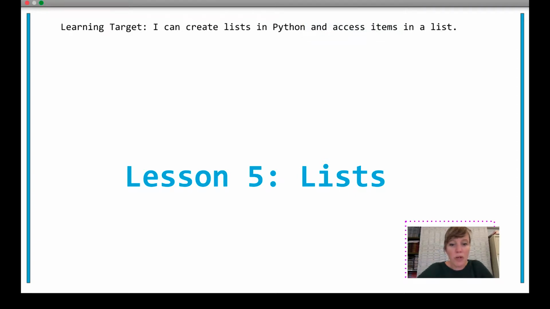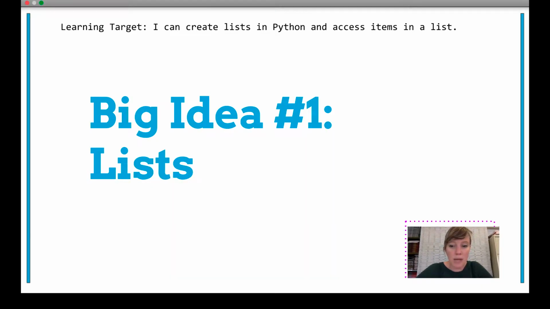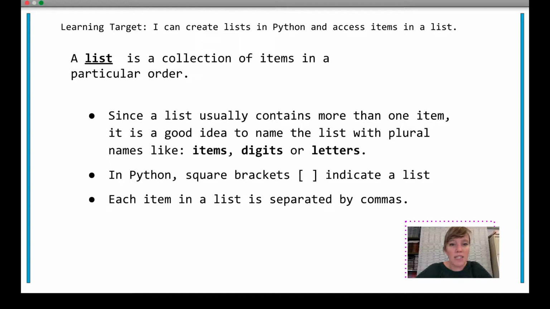Okay guys, so we are going to be talking about lists today. The first big idea is to actually define what a list is. A list is a collection of items in a particular order, okay? It contains more than one item, so it's a good idea to name it with a pluralization, using an S at the end of your name so that it indicates there are multiple things in it.